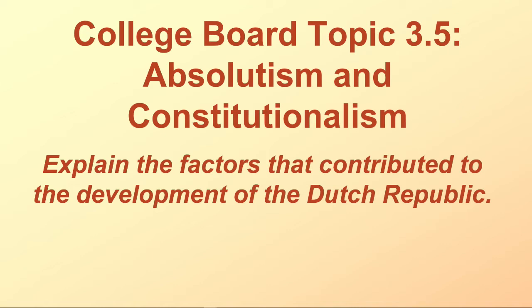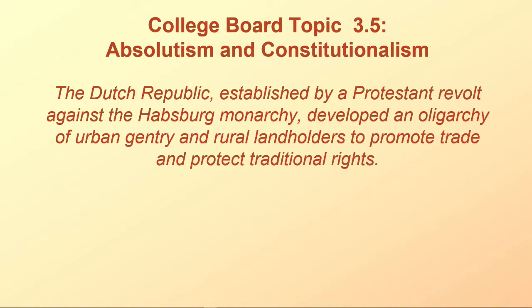And then we've got College Board topic 3.5, Absolutism and Constitutionalism. Explain the factors that contributed to the development of the Dutch Republic. The Dutch Republic, established by a Protestant revolt against the Habsburg monarchy, developed an oligarchy of urban gentry and rural landholders to promote trade and protect traditional rights. Now, if this stuff doesn't mean much to you yet, it will after this presentation.